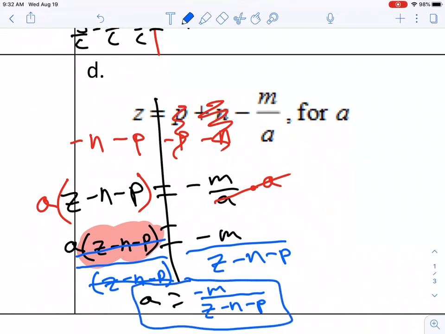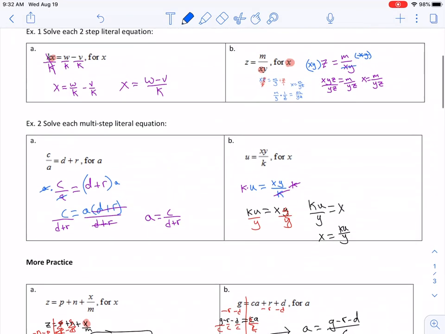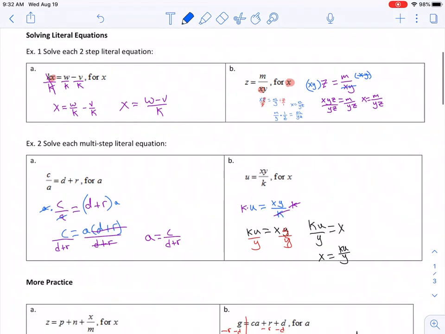Okay, so those are literal equations. We're just taking variables and manipulating them around using the rules that we are allowed to apply to equations.